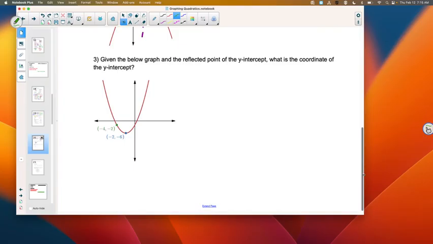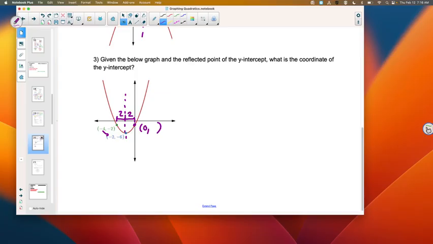3. Given the graph below and the reflected point to the y-intercept, what's the coordinate of the y-intercept? Okay, so it's the same basic thing, but we have to find this point right here. Okay, same exact thing. Right there, that's our axis of symmetry. How far away is this point horizontally from that point? Well, look at the x's. From -4 to -2, that's a distance of 2, right? That means from here to here is a distance of 2. Awesome. Does that help us? Well, it gets us the x value, right? Gets us 0 something, but we already knew that for the y-intercept.